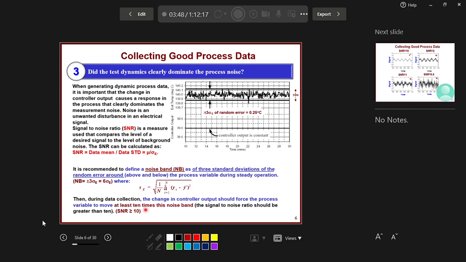So whatever definition you use, this assures that the process dynamics is much more than the process noise, and of course this will make the excitation of the process clearer to notice and use in the calculations. Let me show you a few examples to demonstrate the meaning of this point.